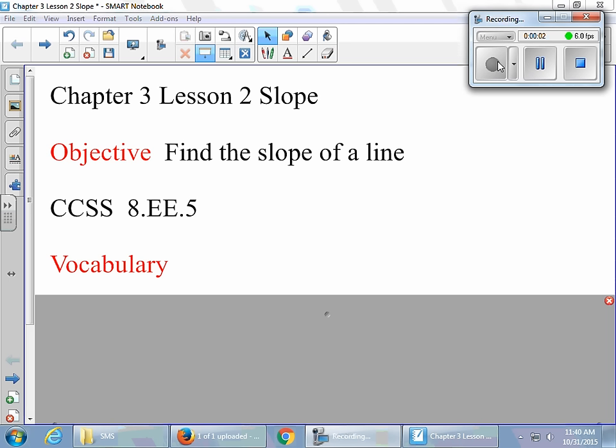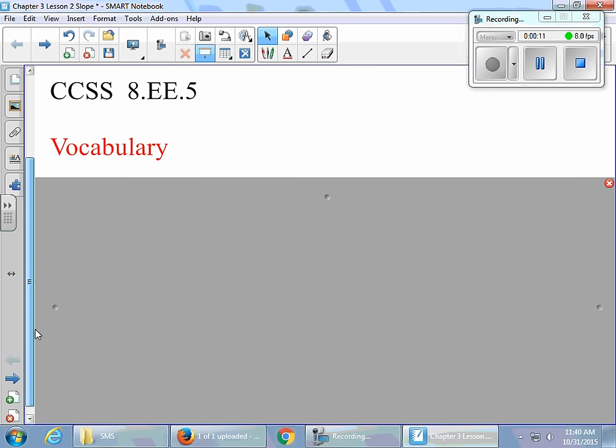Hey, welcome to Chapter 3, Lesson 2, Slope. Our learning target or objective for this lesson is to find the slope of a line. And we do have some vocabulary for this lesson.